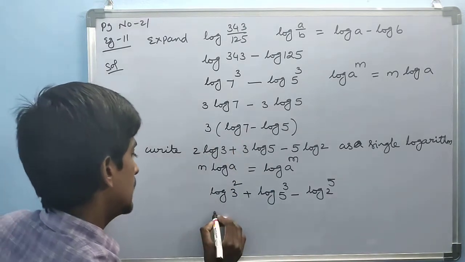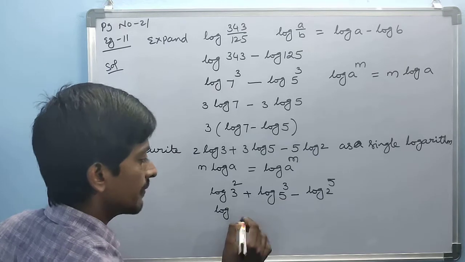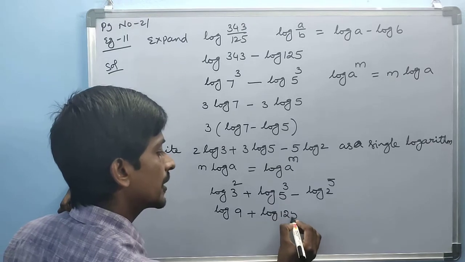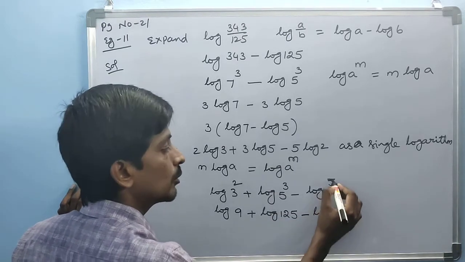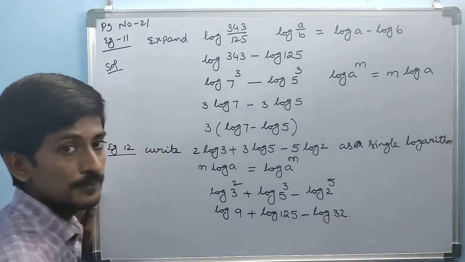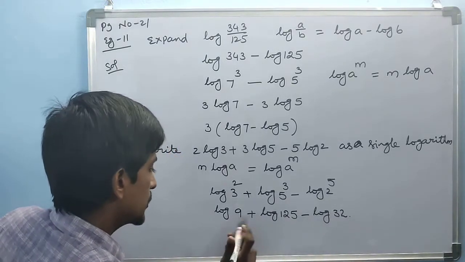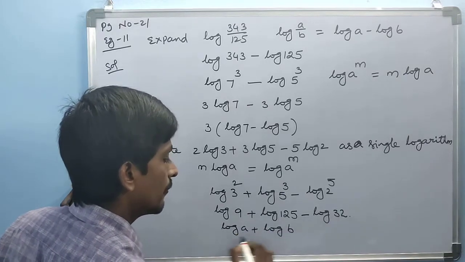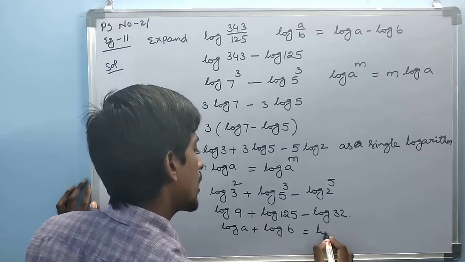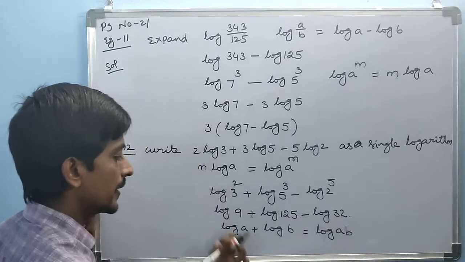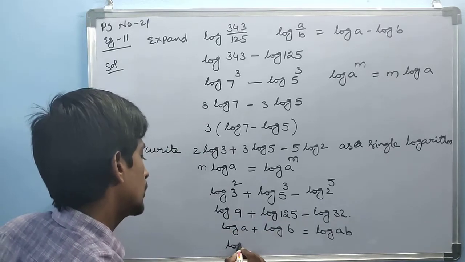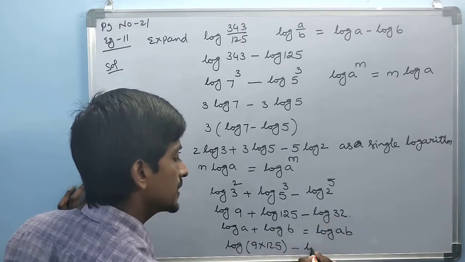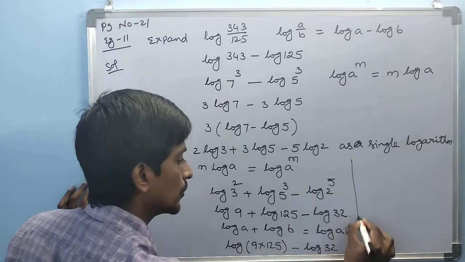Okay. Next. Log 3 square. 3 square means 3 into 3, 9, plus log 5 cube, 125, minus log 2 power 5, 32. These two are in the form of log a plus log b. What is log a plus log b? Log AB, or a into b. The two numbers are multiplied. So log 9 into 125 minus log 32.